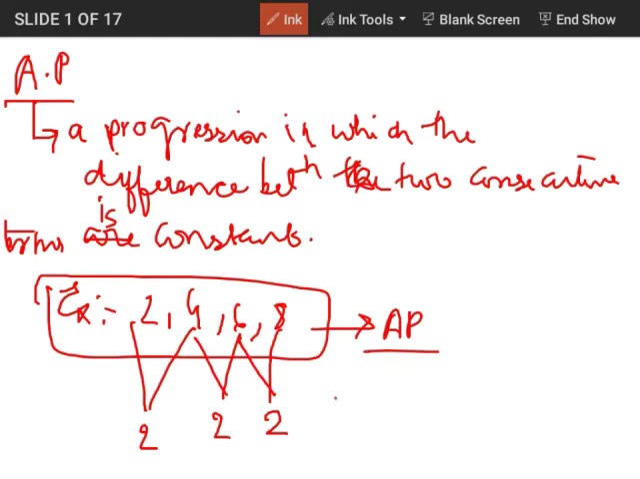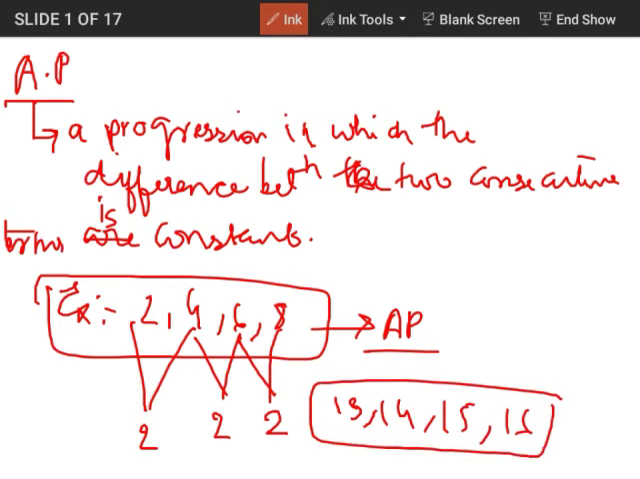Now another example can be 13, 14, 15, 16. So in this example as well, if we take any two consecutive numbers, say 14 and 15, the difference is 1. Another set of consecutive terms would be 15 and 16. If you take here also, we get the difference is 1, and from here also it is 1. So this is also an AP, right?